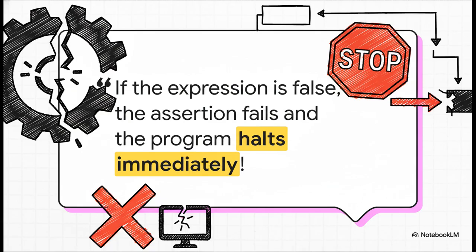It is 100% all or nothing. If that condition you gave it turns out to be false, your program doesn't just print a warning. It stops dead in its tracks. The entire application just halts right then and there.